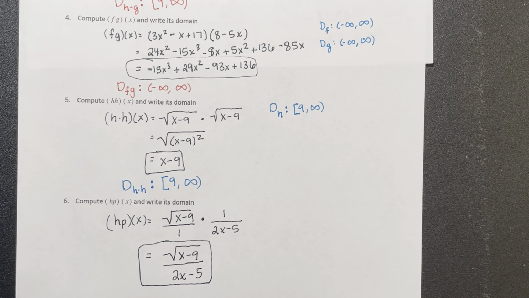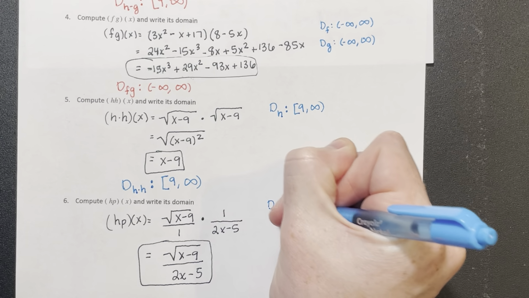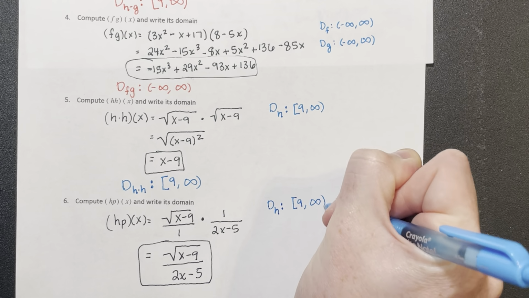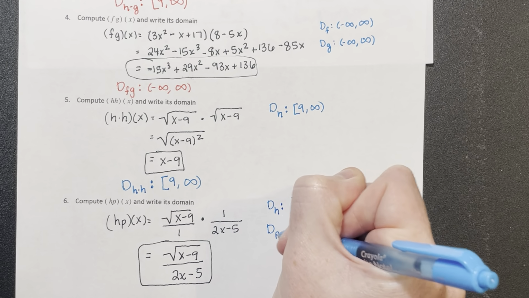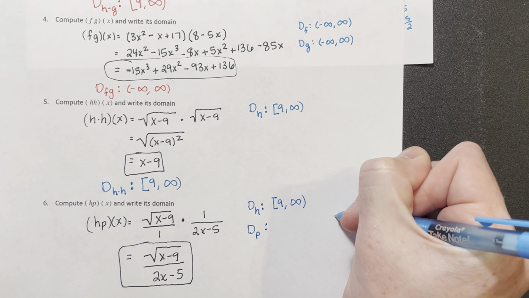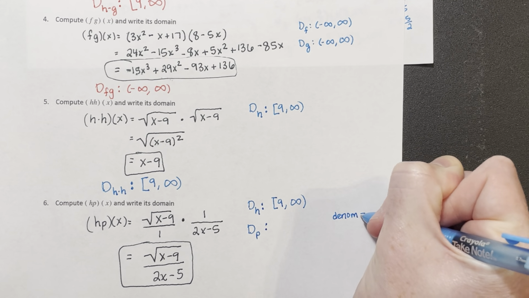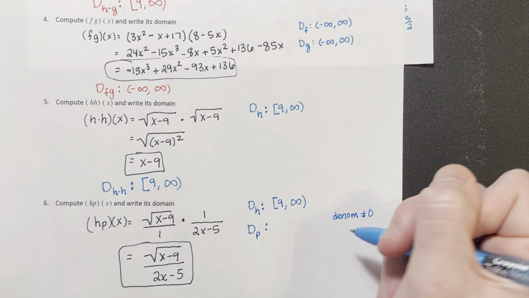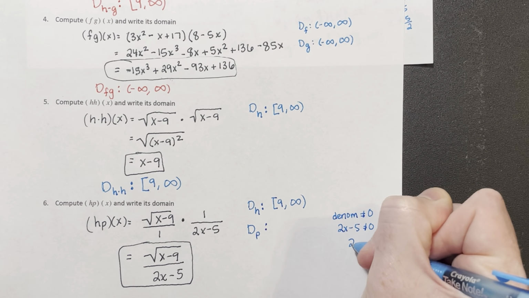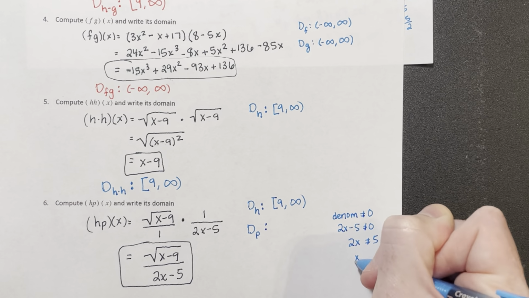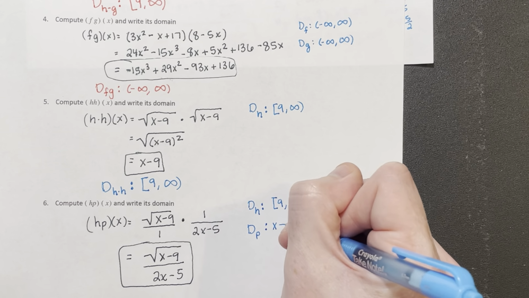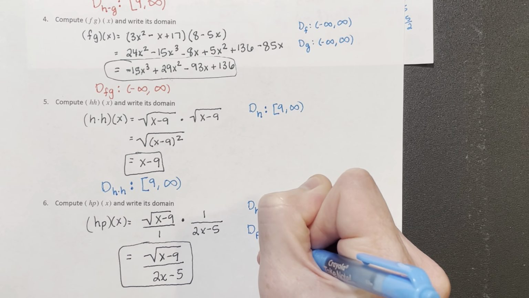But when I look at the domain of this function, it becomes a little bit more interesting. So the domain of h, we've been talking about, was 9 to infinity. The domain of p, we did this one earlier, but I'll do it again. We had a fraction which said the denominator cannot equal 0. This would be 2x minus 5 cannot equal 0. So x cannot equal 5/2. Or in interval notation.